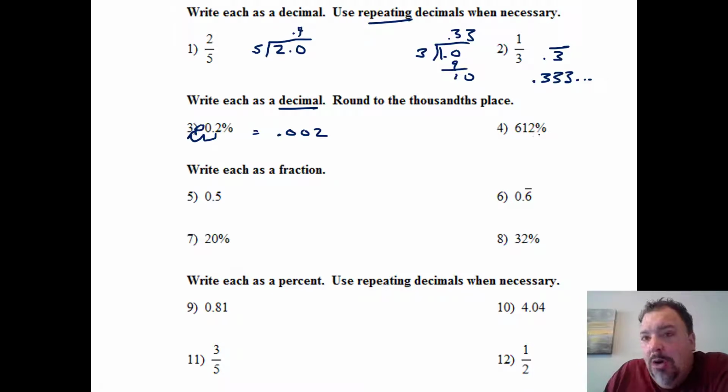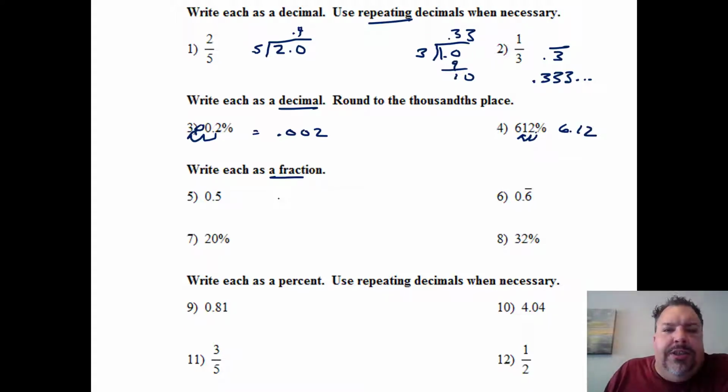612%. Now that's over 100%, so that's going to be over 1. There is no decimal here, so it's implied that there's an invisible decimal here at the end. And we can move that 2 places to the left, so it's going to be between that 6 and 1. And that's going to become 6.12 as a decimal.